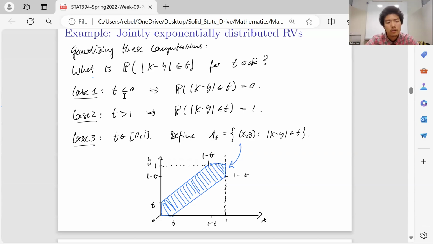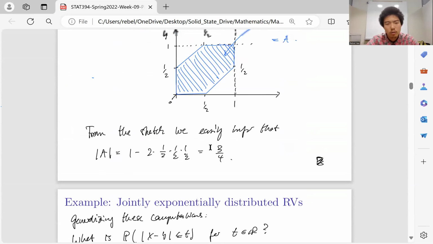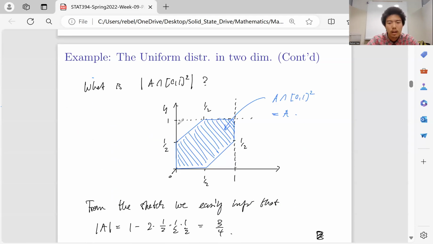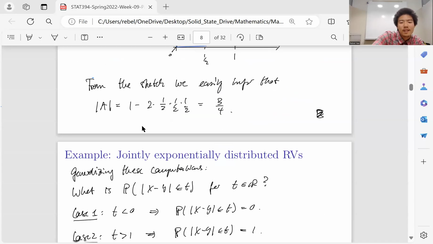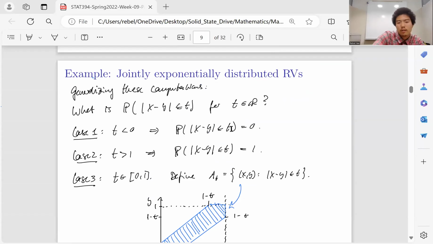The first case is if t is smaller than 0. For example, if t is minus 1/2, we'll find these two lines are the same line. However, we'd need the probability of going this way and this way at the same time, which is impossible. So in that case, if t is smaller than 0, the probability is 0.